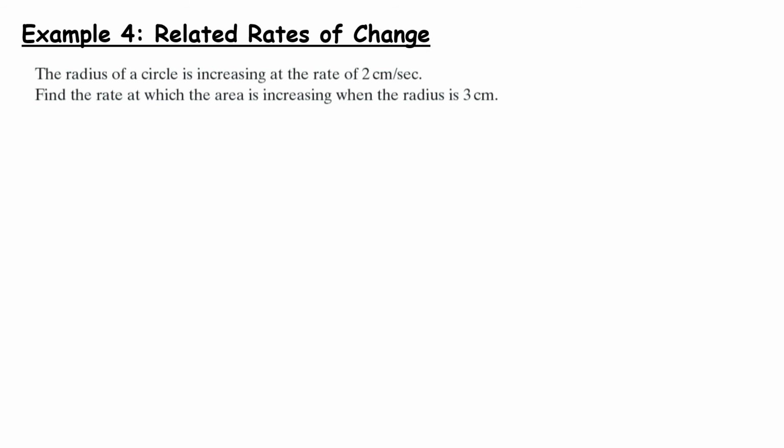So example 4, the radius of a circle is increasing at a rate of 2 centimeters per second. So as soon as you see that word rate, we know we're dealing with d something dt. It was the rate of the radius, so I'm going to call that dr dt. And the fact that it's increasing tells us that it's going to be positive. Anytime we see it decreasing, we have to take account for that. We'll put in a minus.